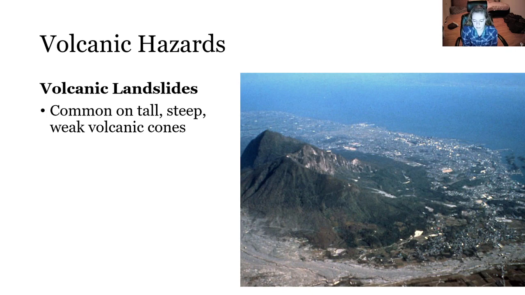Volcanic landslides can be very dangerous if a volcano is located near water. If a volcano is next to water or is itself an island, and the part that slumps off hits that water, it can generate a tsunami. And tsunamis are usually what end up killing a lot of people, being one of the most dangerous hazards related to a volcano.